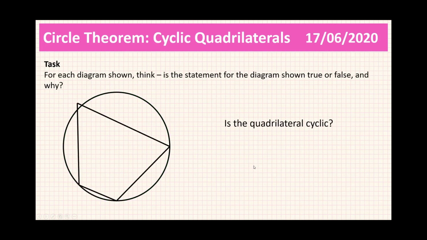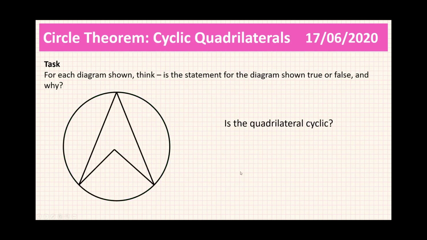What about this one? Is this a cyclic quadrilateral? Pause the video. What do we think? Okay, so for this one, once again, we're going to need to think, where's the circumference of our circle? There it is in green. We have 2 chords. Now, the other 2 lines, although they look like chords, they aren't because they go outside of the circle. Remember, chords are within the circle. Chords are within the circle. Okay, so this shape is not a cyclic quadrilateral.